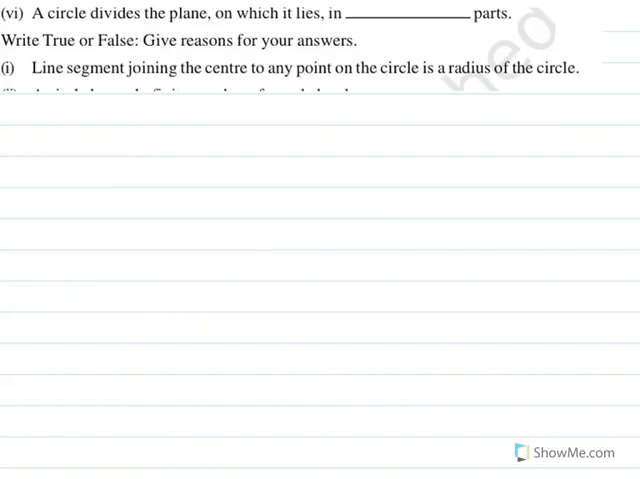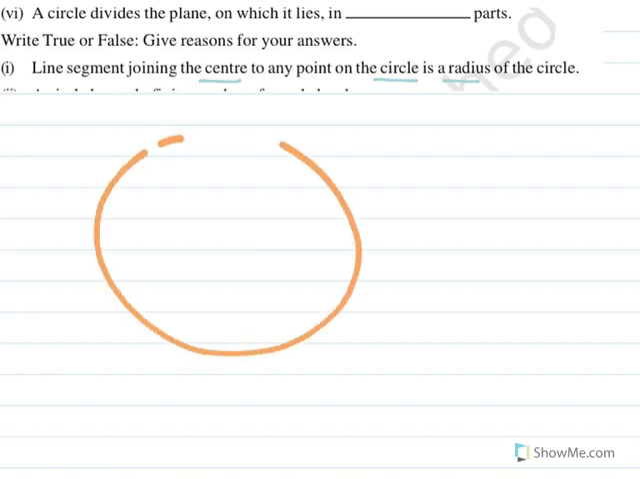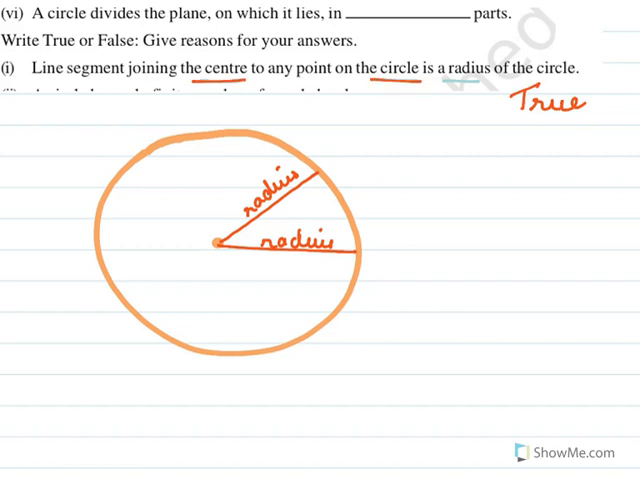Write true or false and give reason for your answer. The line segment joining the center to any point on the circle is called the radius. So let's draw. We have the circle. Here we have the center of the circle, and they said a line segment joining the center to any point of the circle. Center to any point of the circle, and you agree this is the radius. So this is true.